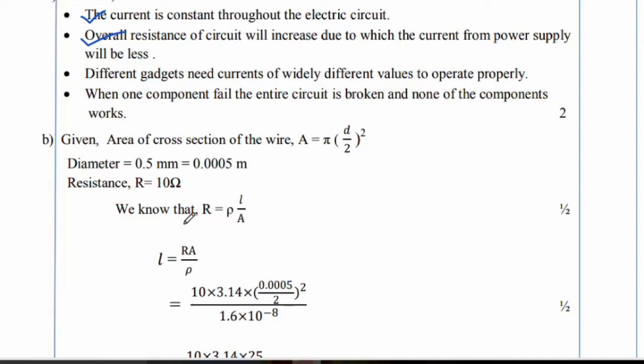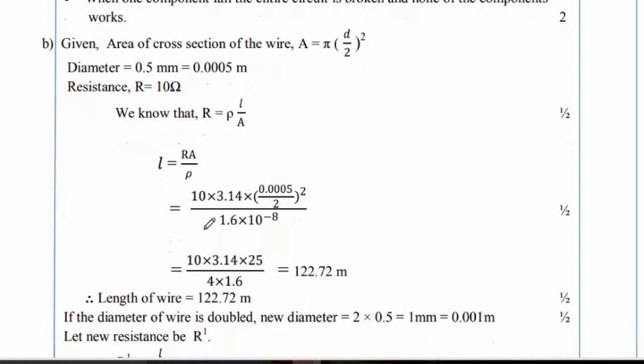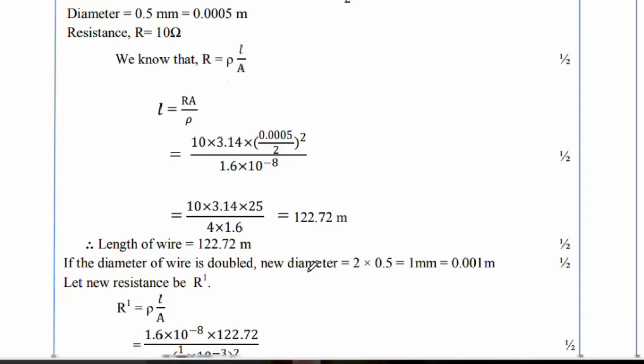We know the formula for resistance, R is equal to rho into L by A. So to find L, it is RA divided by rho. Substituting the values, we will get 112.72 meter. That is the length of the wire.